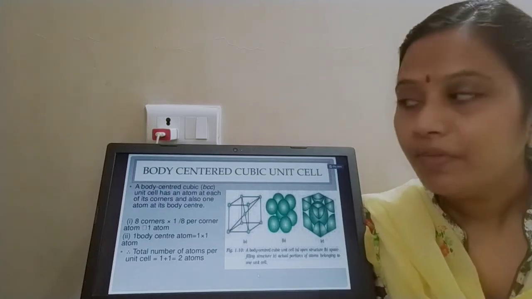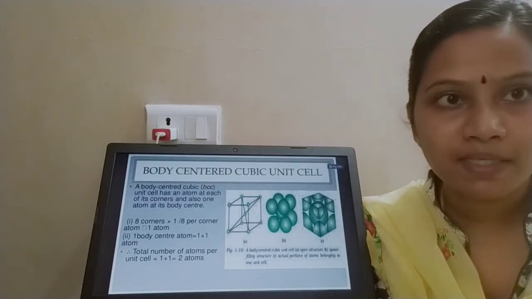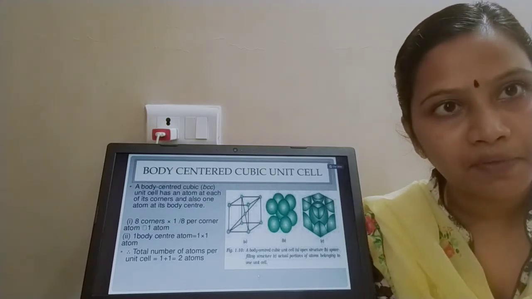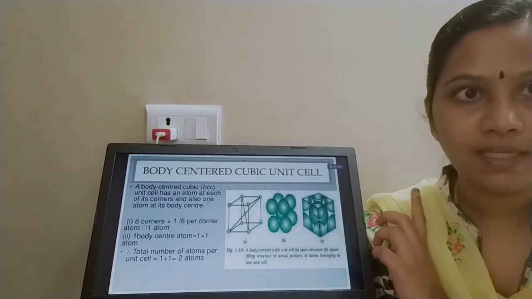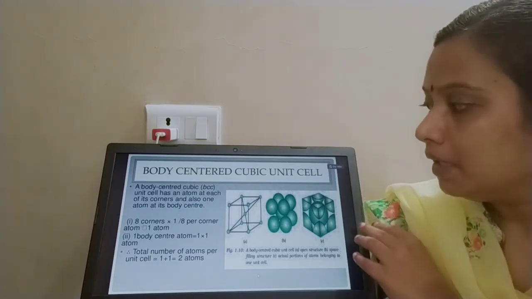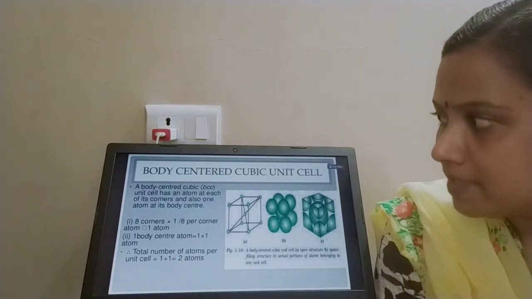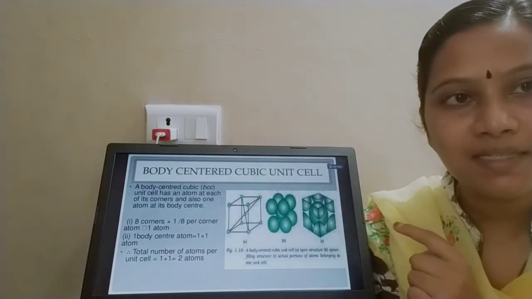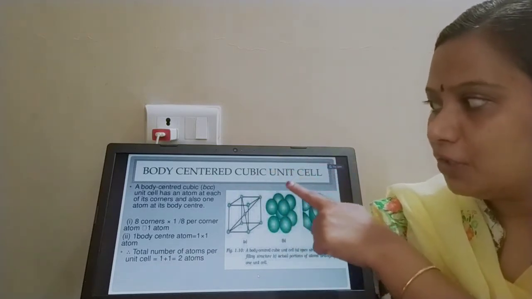Yes, children, we have seen the number of atoms present in the primitive cubic cell. Next, what is the second subdivision? Body-centered cubic unit cell. In this, how many atoms are present? That we are going to see now. Body-centered cubic unit cell is in short represented as BCC. What is BCC? Body-centered cubic cell.